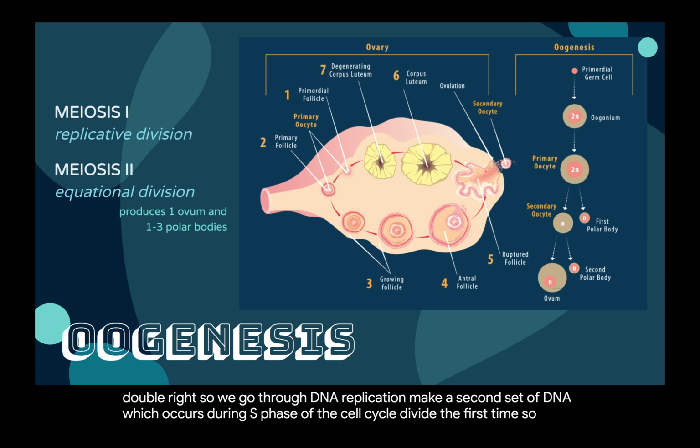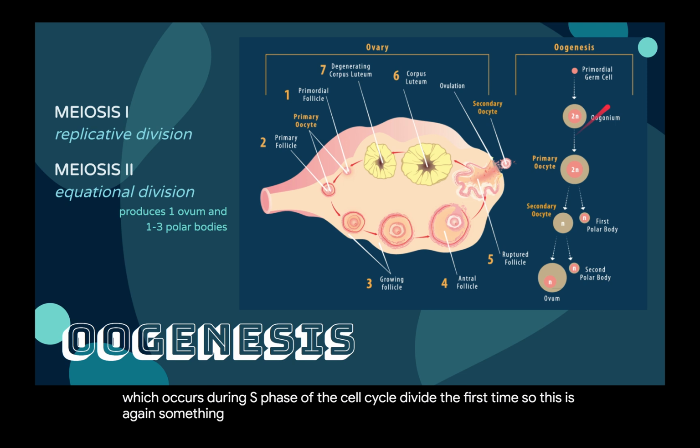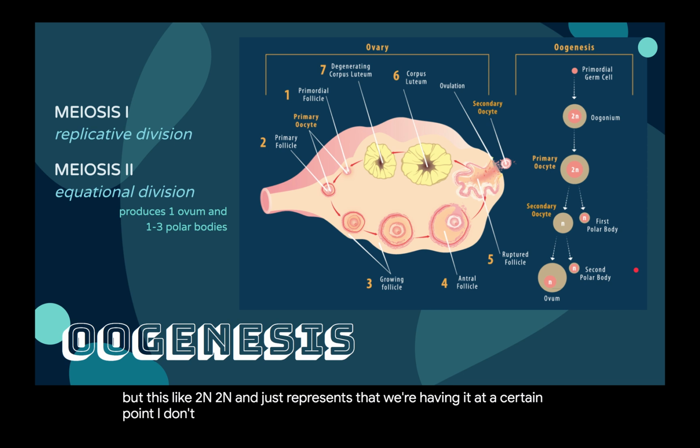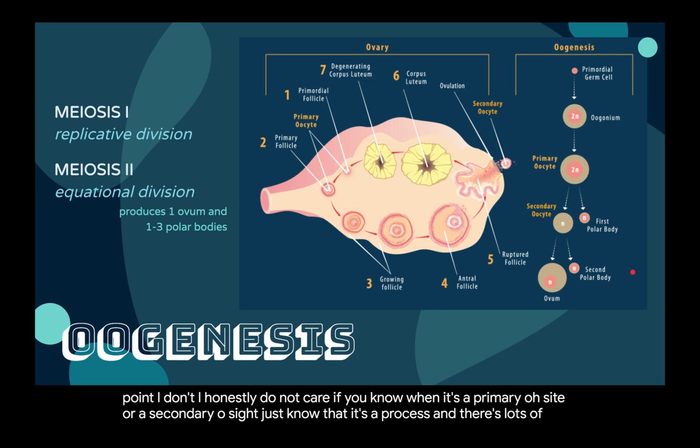So this is again something that I would never make you memorize the gory details of, but this 2n, 2n, n just represents that we're having it at a certain point. I honestly do not care if you know when it's a primary oocyte or a secondary oocyte. Just know that it's a process and there's lots of names for the things along the way.